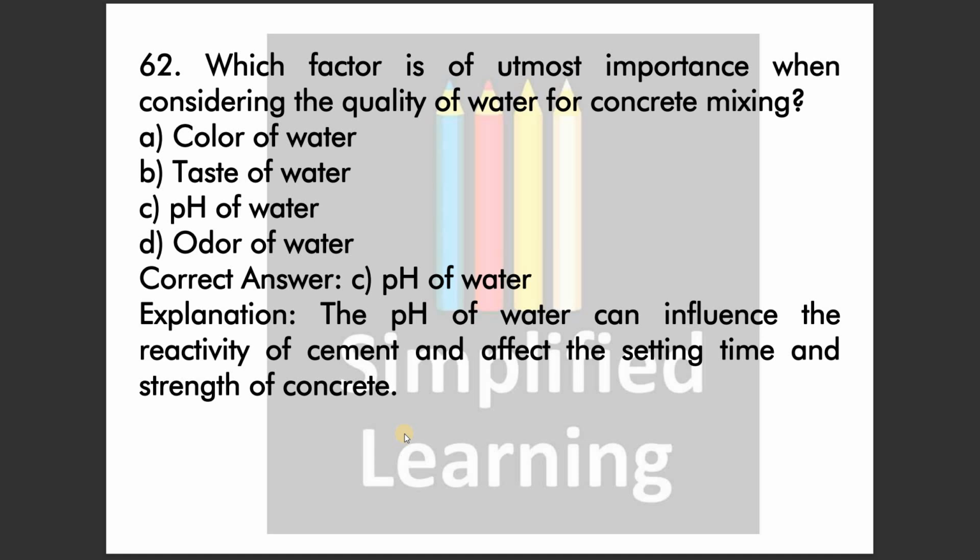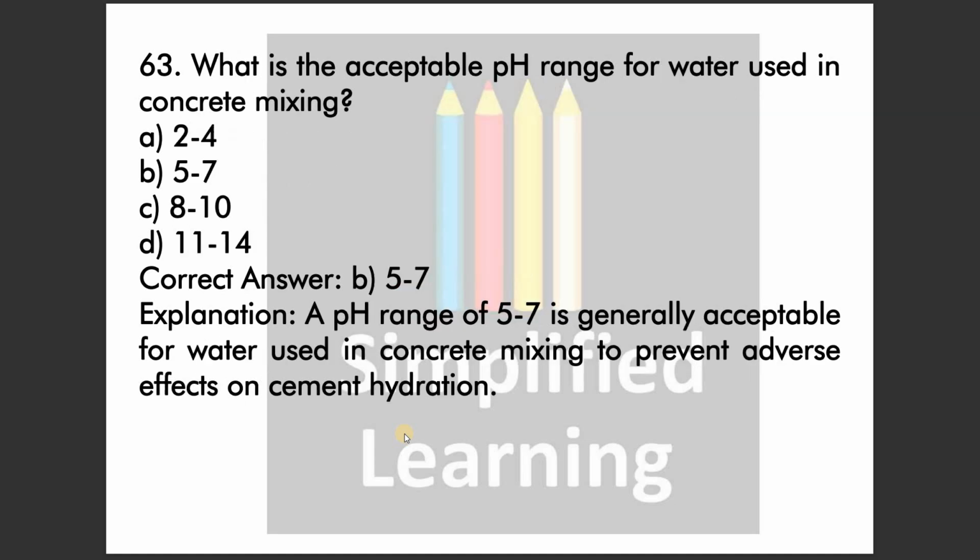pH of water is going to decide whether it is being acidic or alkaline, and we don't want any of that range. We don't want acidic water or alkaline water. We want neutral water, right? Then what is the acceptable pH range of water that is being used for concrete mix? It should be the neutral range, that is 5 to 7, or let's say 6.5 to 8.5. Okay, the range should be neutral. It should not be acidic like here in the option it is 2 to 4, nor should it be alkaline, that is 8 to 10 or 11 to 14.